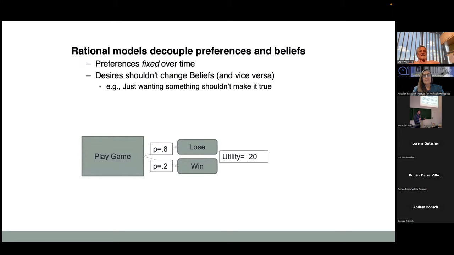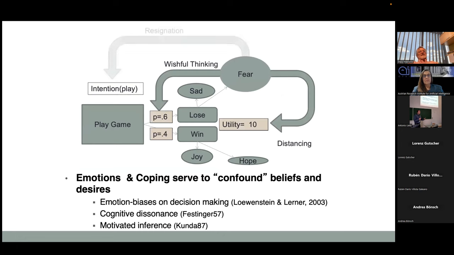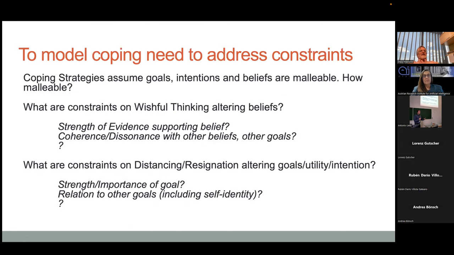Let me skip this. But basically, what I'm arguing in these two slides is that essentially this notion of changing beliefs and desires does not necessarily fit into a standard model of rationality. So to model coping, we need to address these constraints. How malleable are someone's goals, intentions, and beliefs? How malleable are they? And what is the nature of the constraints?